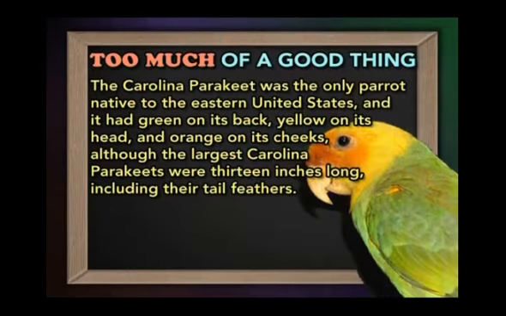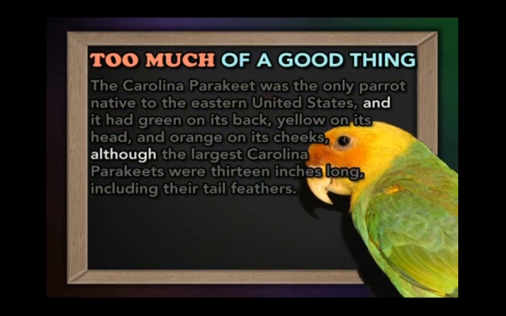Here's my answer. The Carolina parakeet was the only parrot native to the eastern United States, and it had green on its back, yellow on its head, and orange on its cheeks, although the largest Carolina parakeets were 13 inches long, including their tail feathers. I found 2 transitions there, and and although. The and occurs right with those words, it had green on its back. The although is right before the largest Carolina parakeets.